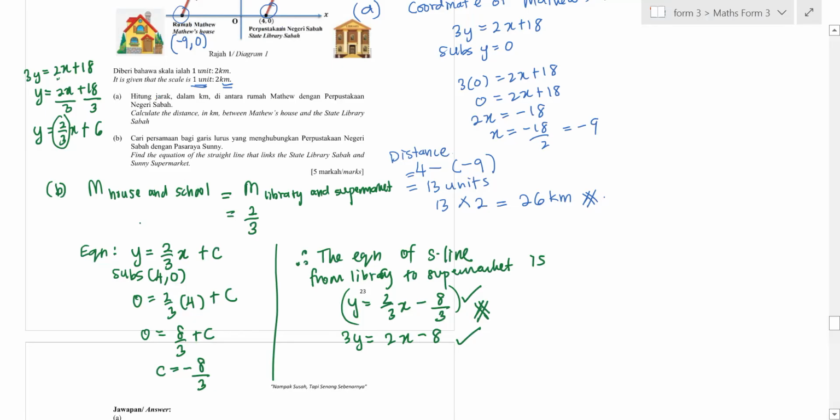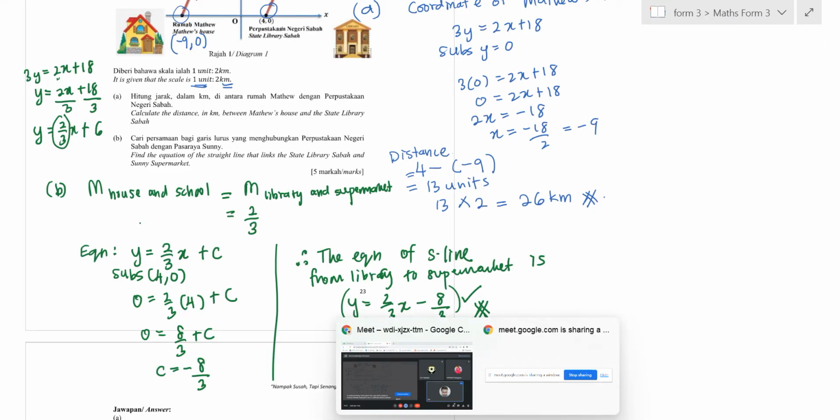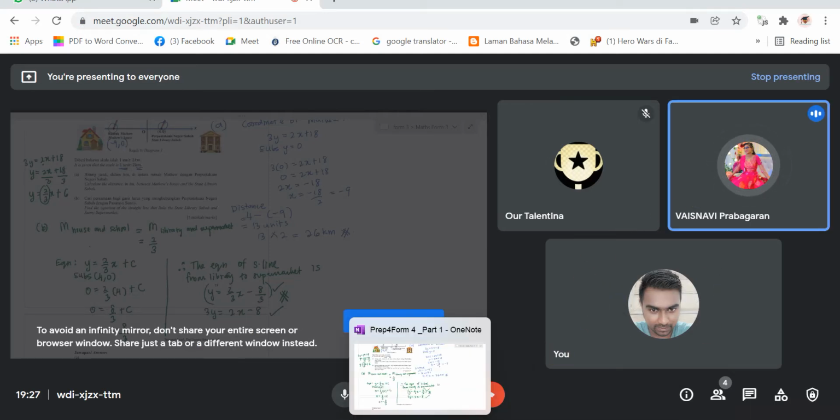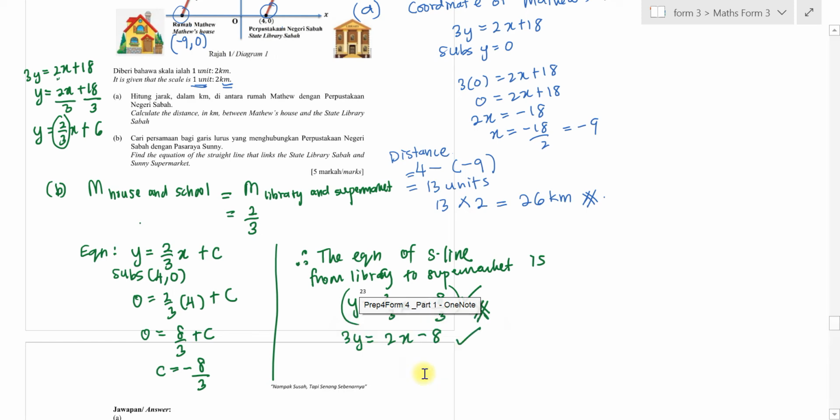Why late, Vaishnavi? Sir, sorry sir. My school had a seminar program. It was to help form 4 students choose streams. I only got home at 6 o'clock, then I totally forgot about tuition. After I bathed and came, I saw you had sent a message. That's why, sir. Okay, okay. So for the previous one, you watch the video.